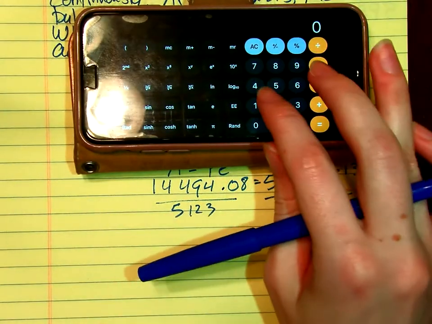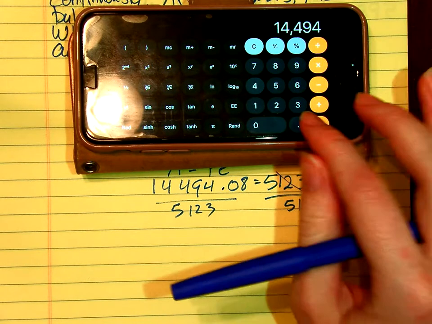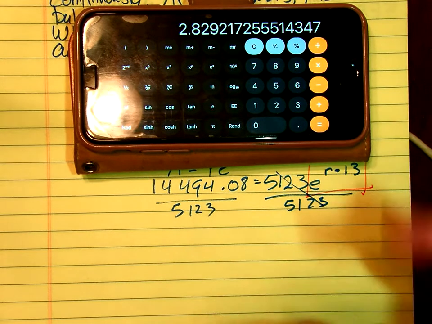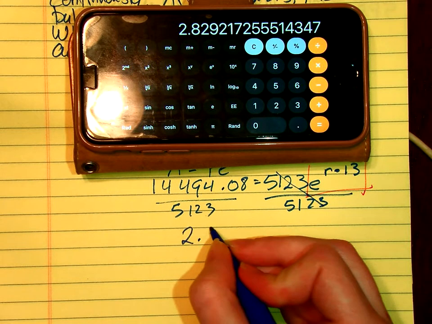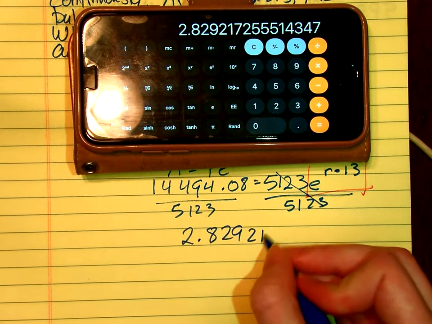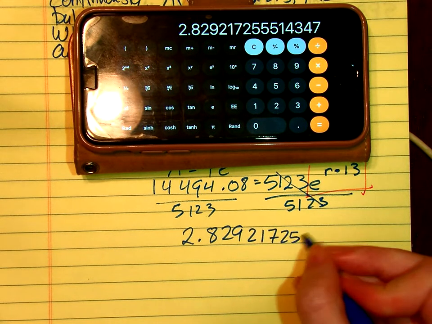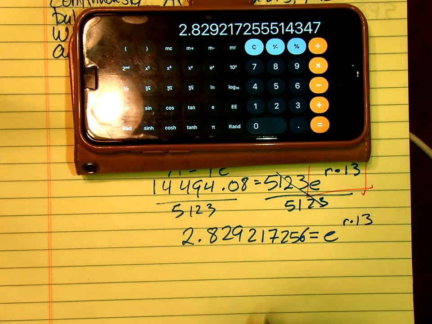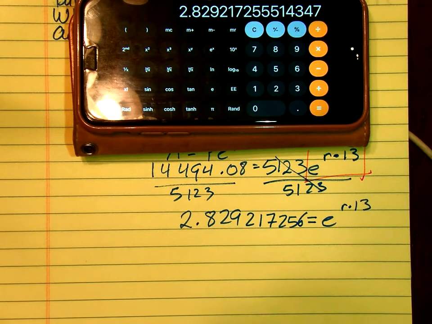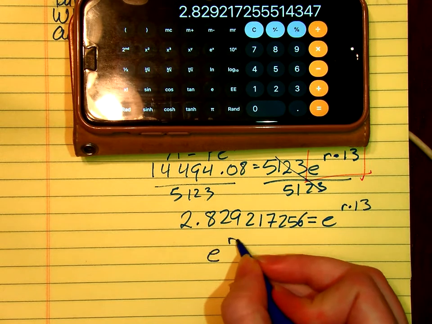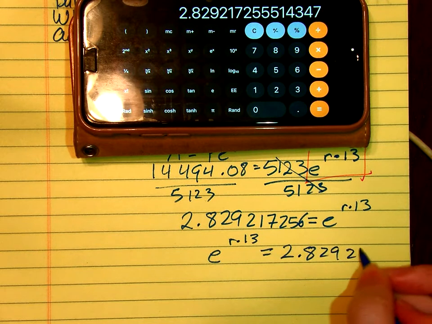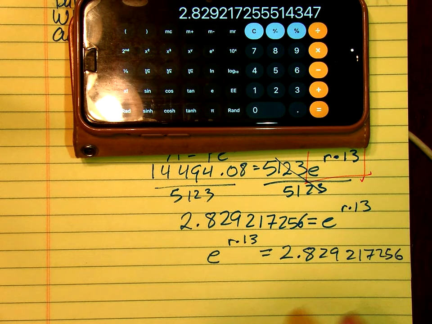So we can take $14,494.08 divided by $5,123. We get 2.829217255 equals e to the r times 13. Again, I'm going to flip this around just so it looks like how I'm used to: e to the r times t equals 2.829217256. Disgusting number. Let's first, last, middle this guy.